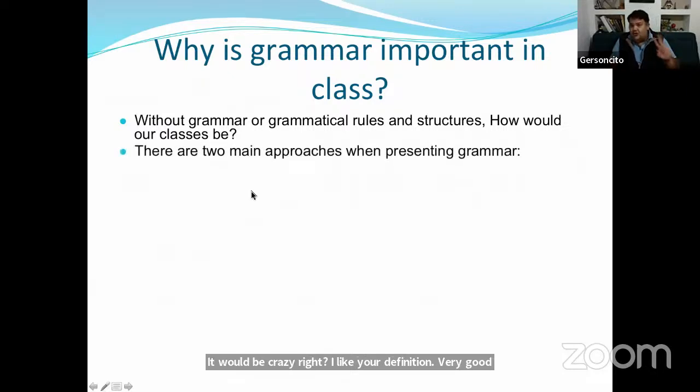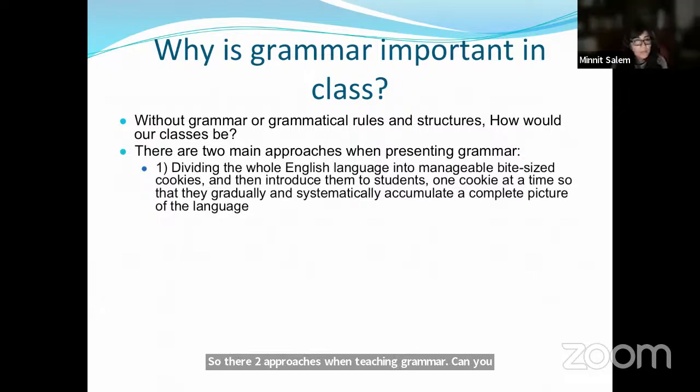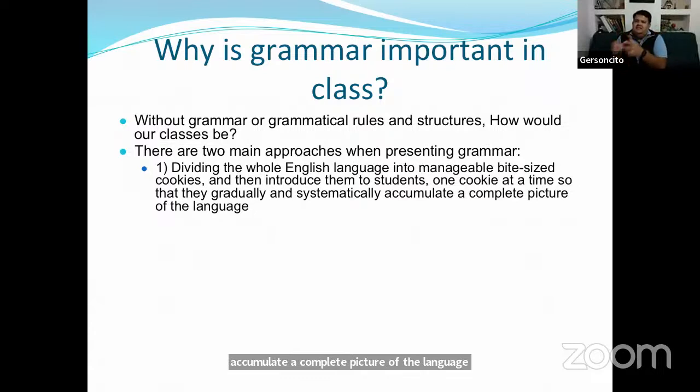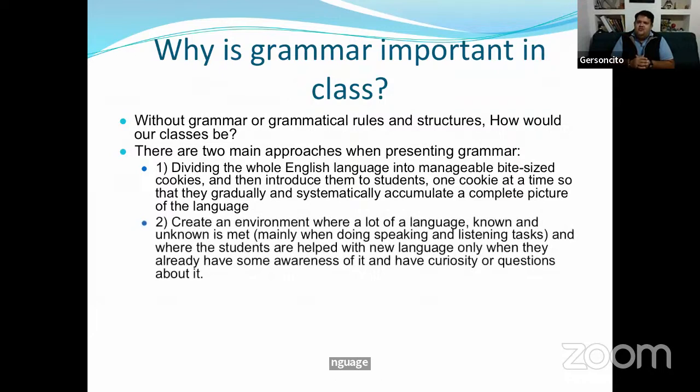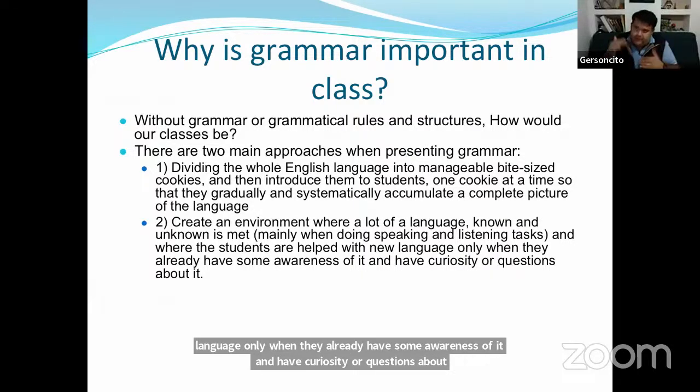So there are two approaches when teaching grammar. Can you read, Salem? Number one. Dividing the whole English language into manageable bite-sized cookies and then introduce them to students, one cookie at a time, so that they gradually and systematically accumulate a complete picture of the language. Good. So piece by piece, small units. And then number two, you too, Salem, read it. Create an environment where a lot of language, known and unknown, is met mainly when doing speaking and listening tasks, and where the students are helped with new language only when they already have some awareness of it and have curiosity or questions about it. So both approaches are correct.